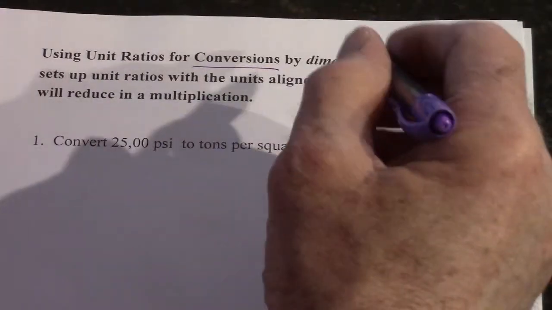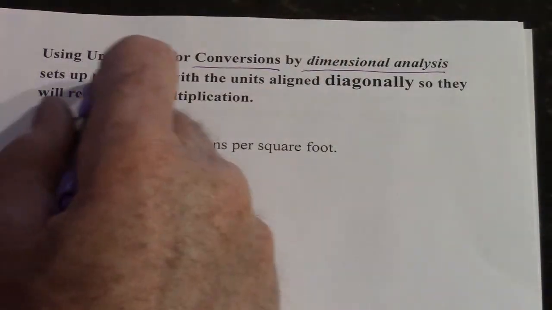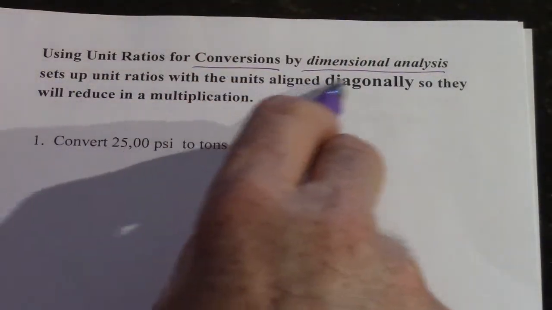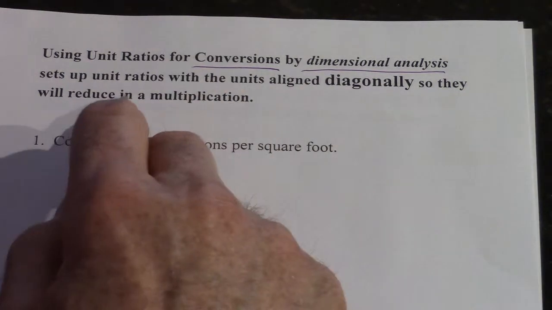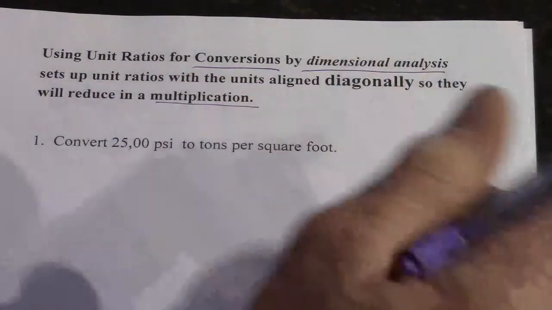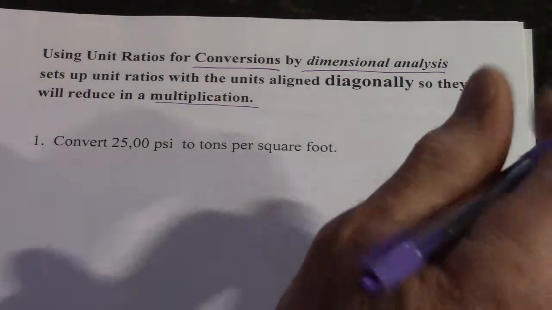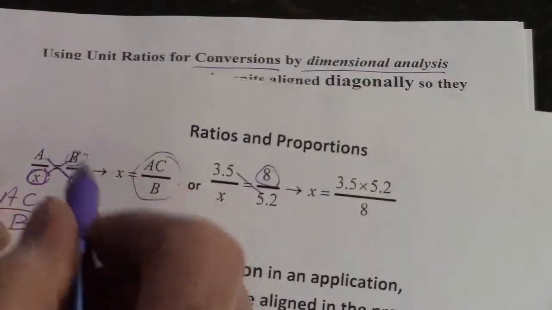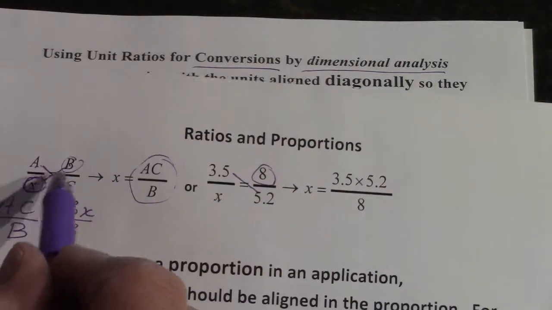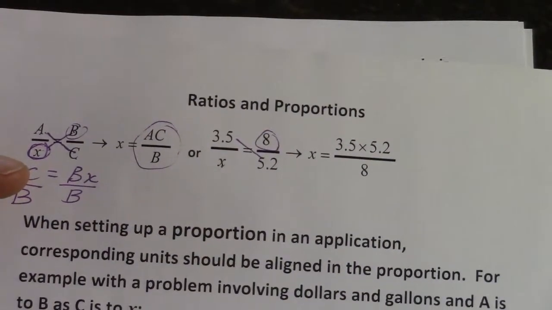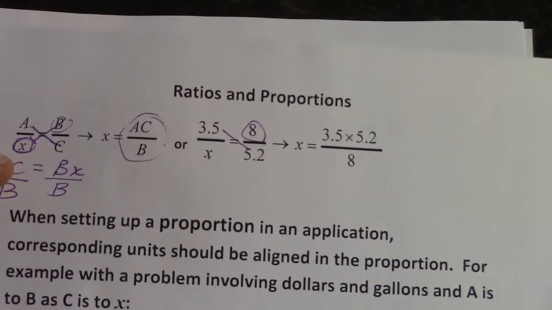When we do dimensional analysis, we set up unit ratios with the units aligned diagonally so they will reduce in a multiplication. So note the difference. When we did problem solving with ratios and proportions, we had one ratio equal to another ratio. A dollars to B gallons is equal to C dollars over X gallons.